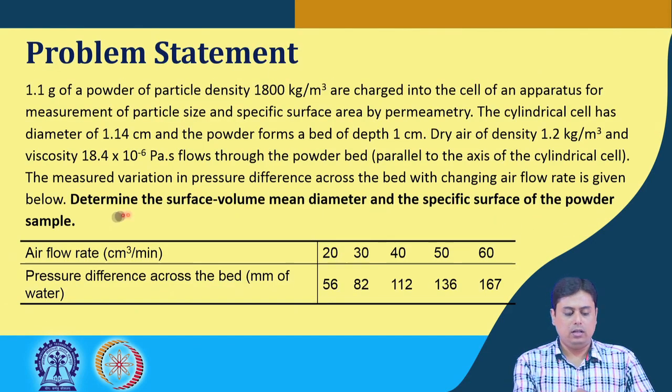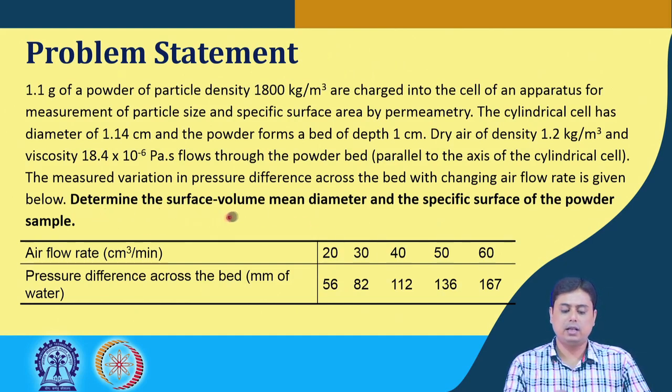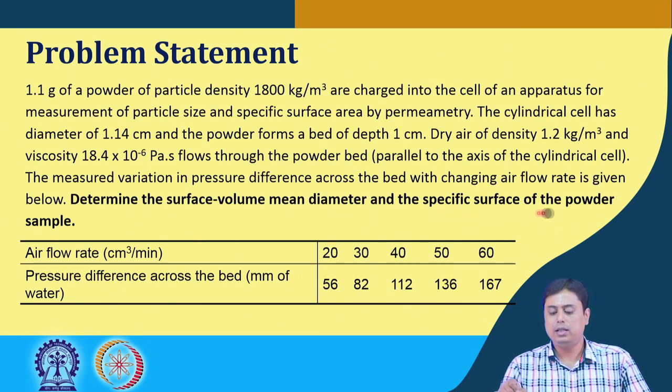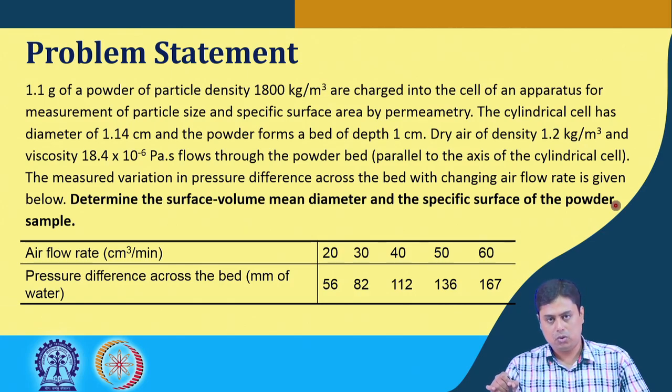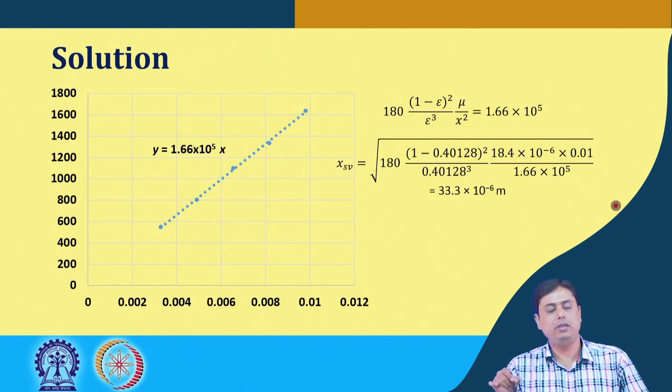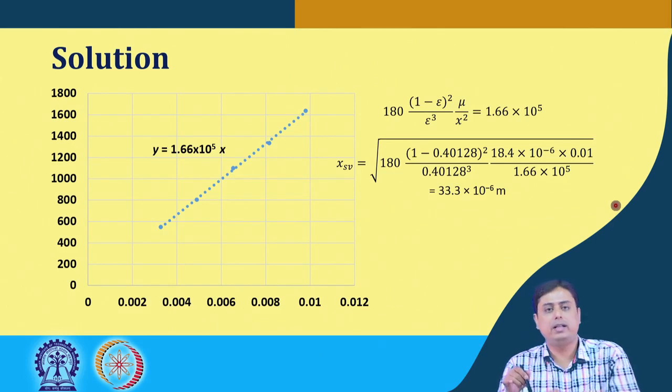So, here the first part is answered to determine the surface volume mean diameter, and now the specific surface of the powder sample. Okay. So, specific surface of the powder sample, if you remember, how do we calculate that?